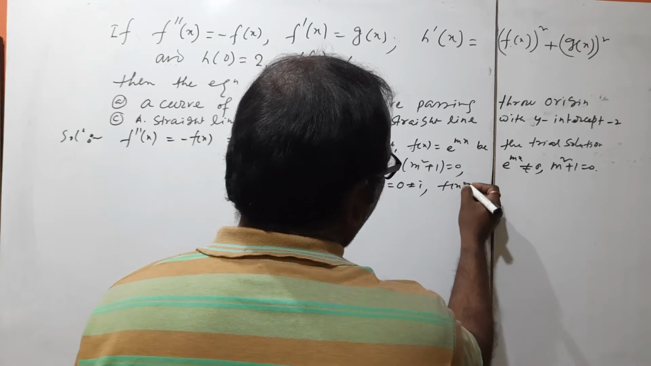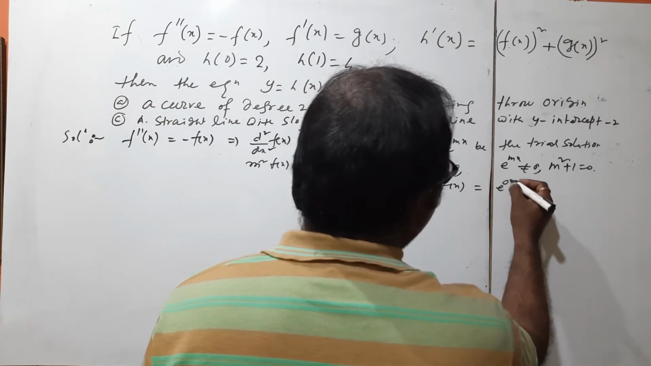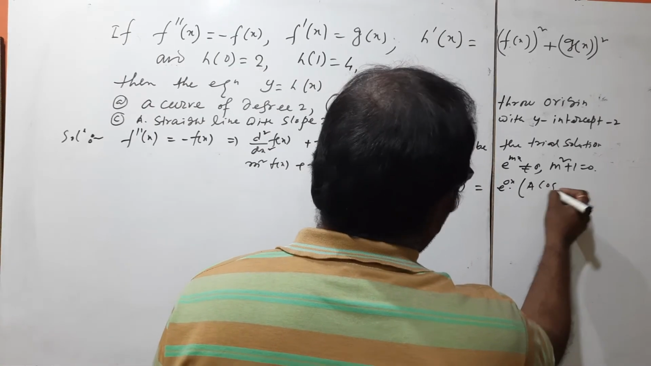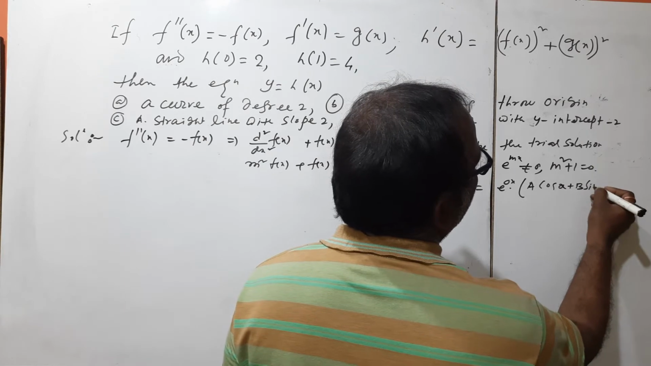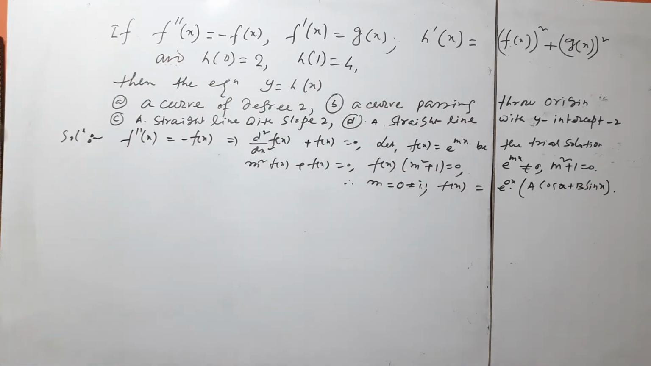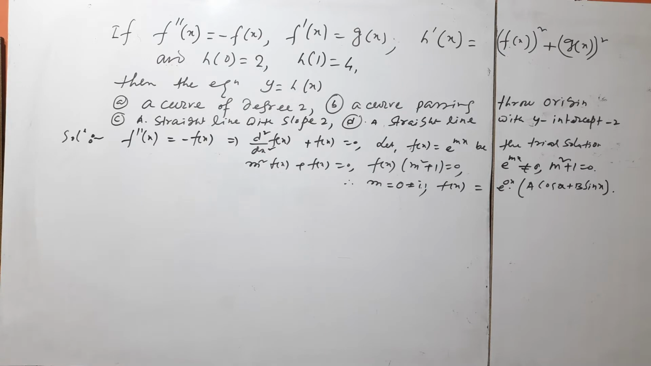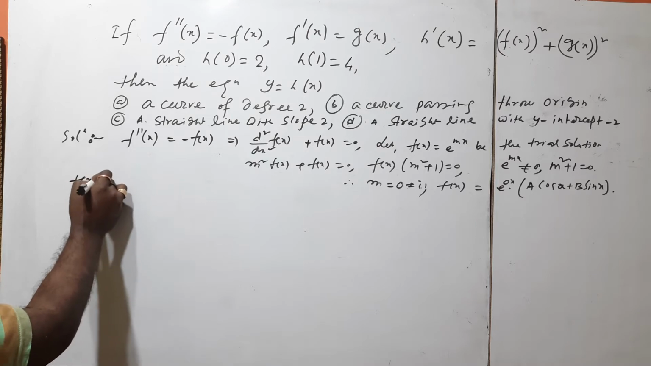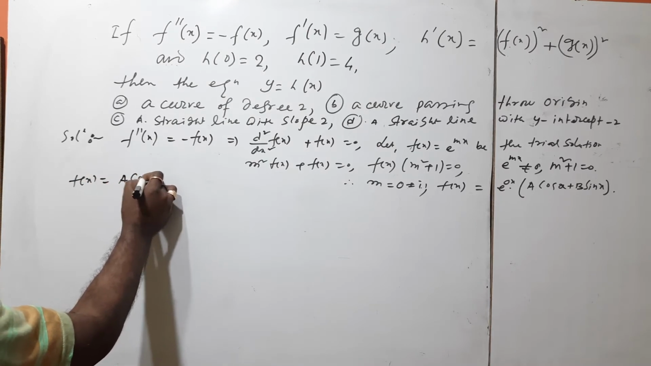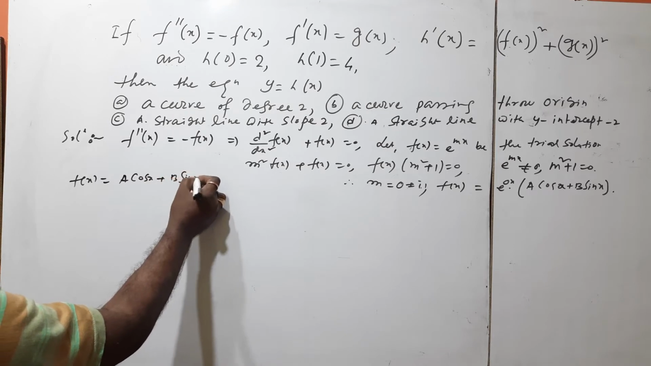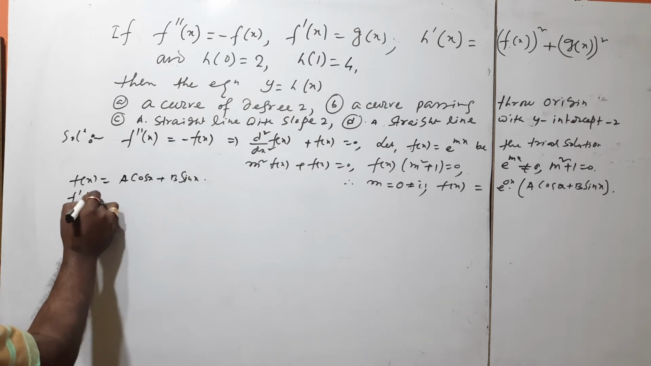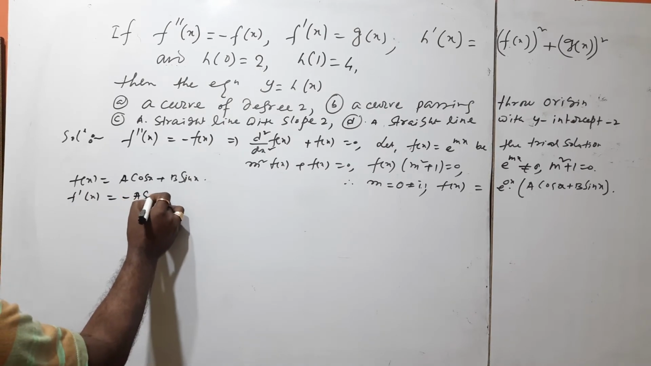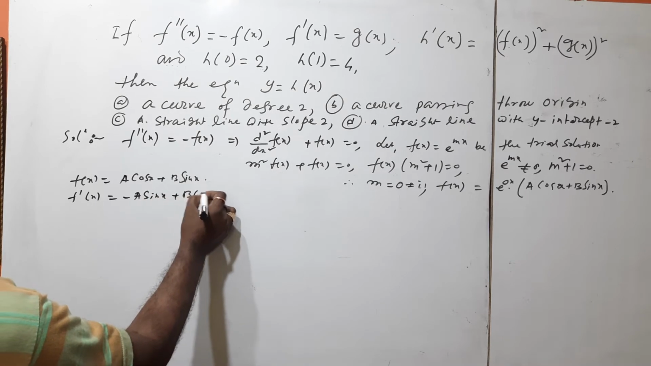From that we can write f of x is equal to e to the power 0 times x, into a times cos x, since the coefficient of i here is 1, plus b times sin x. So f of x is equal to a cos x plus b sin x. Now f dash x, if we differentiate, is minus a times sin x plus b times cos x.